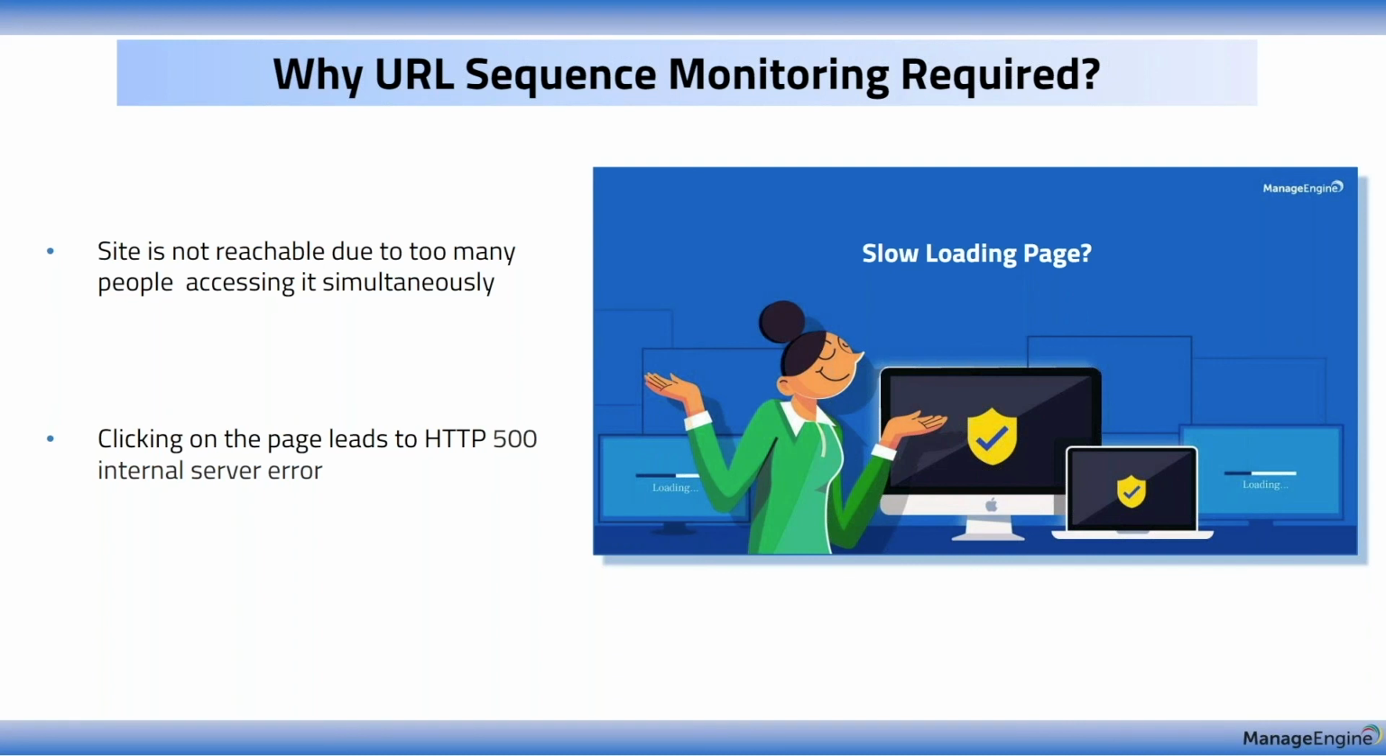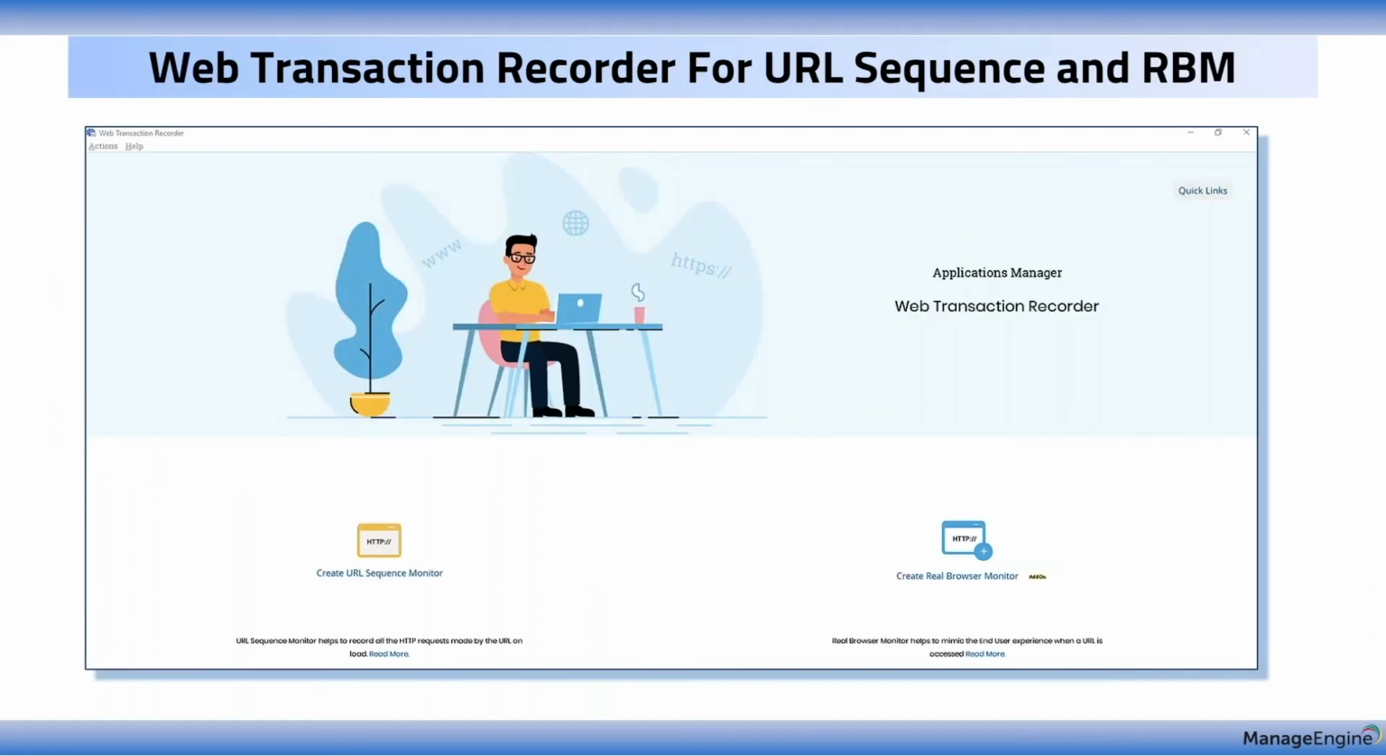So that's what we'll be performing in the URL sequence monitoring, which includes the same performance metrics, that is the DNS time, connection time, first byte time information. So for performing the URL sequence monitor, Application Manager provides Web Transaction Recorder. And this Web Transaction Recorder acts as a single tool to monitor your URL sequence along with the synthetic transactions monitoring, that is the real browser monitor.